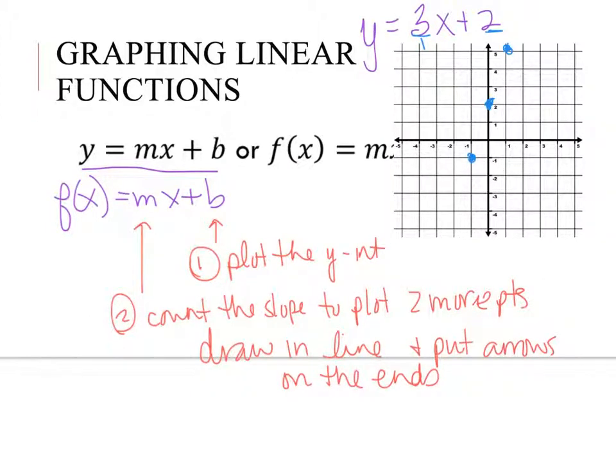So let's draw in the line, and we're going to put arrows on both ends. And then if you notice here, that point is what we just found when we evaluated when x was -1, y was -1. So there is a preview of function notation, graphing functions, and then also talking about relations.